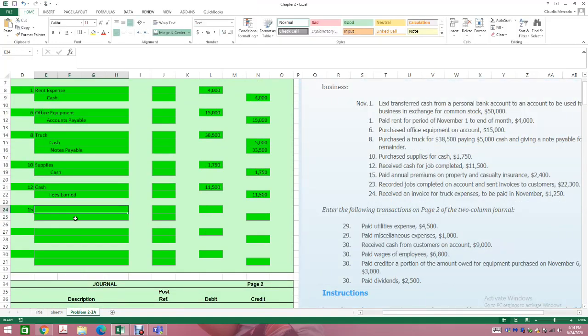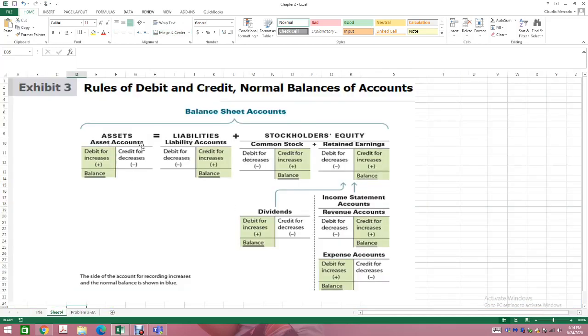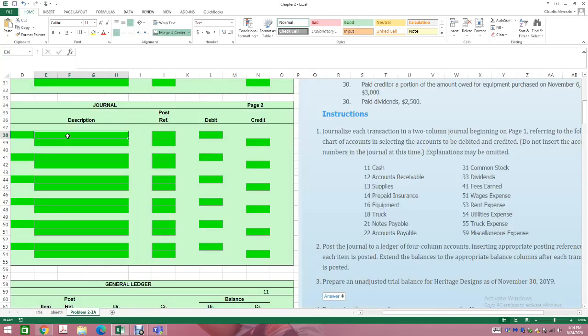Now, a prepaid, if you notice, it starts with a 1. It's an asset, okay? So if we look, prepaid is a 1. It's an asset. So then that means that my prepaid increases. So I'm going to debit my prepaid. So I'm going to debit prepaid insurance of $2,400. How did you pay for your insurance? I paid with cash.